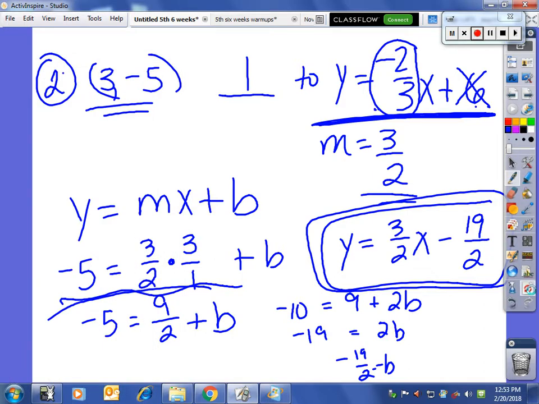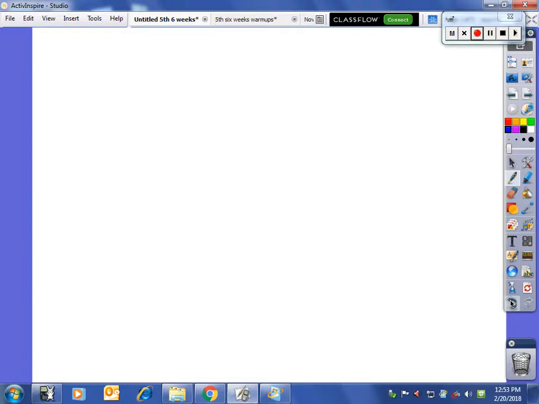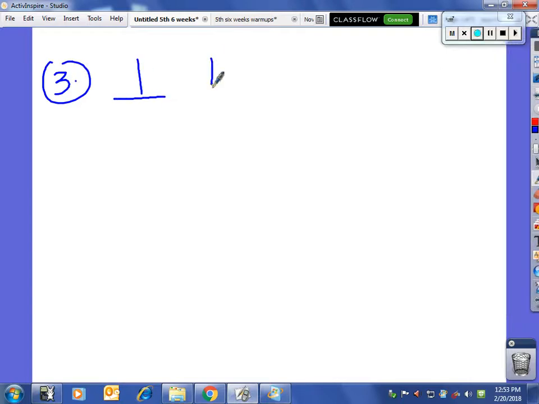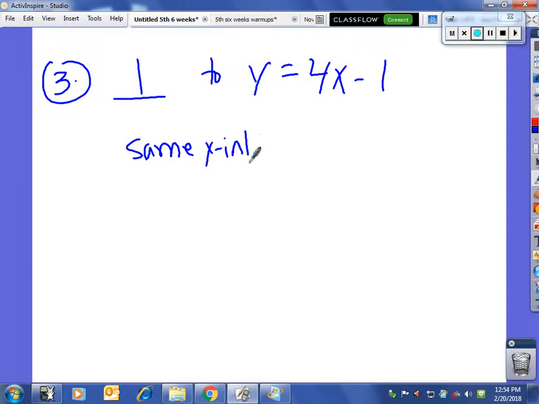All right, number 3. Try this one. Every once in a while, I'm going to throw a gift in there for you. Number 3, here is a gift. I want you to be perpendicular to y equals 4x minus 1. And I want you to have the same y-intercept as y equals 2/5 x minus 6. That's perpendicular. Same y-intercept. You're supposed to know about math and just write this answer down.